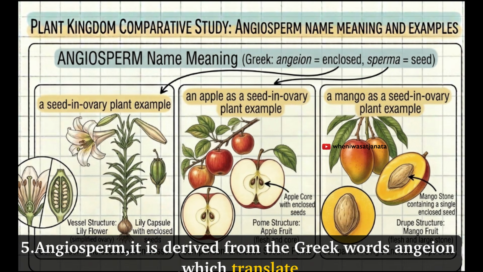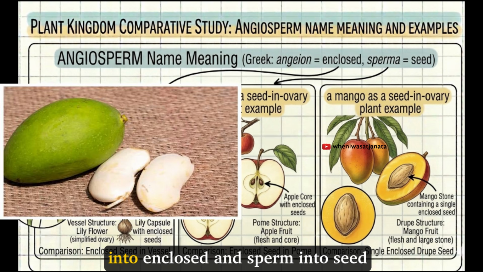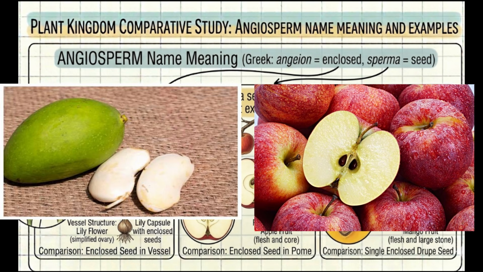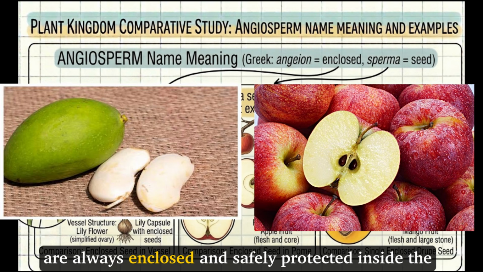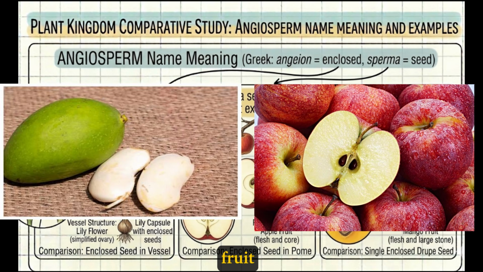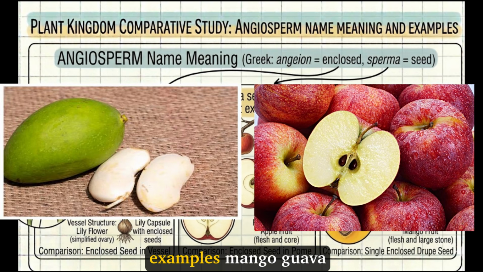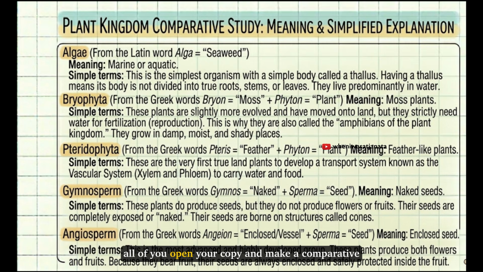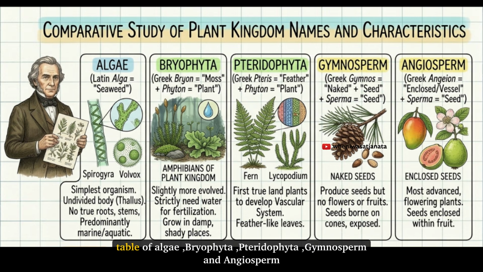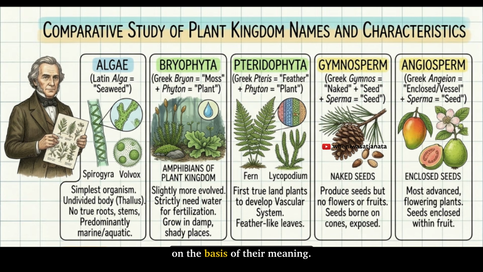5. Angiosperm. It is derived from the Greek words angion, which translates into enclosed, and sperma into seed, meaning enclosed seed. In simple terms, because they bear fruit, their seeds are always enclosed and safely protected inside the fruit. Examples: mango, guava. All of you open your copy and make a comparative table of algae, bryophyta, pteridophyta, gymnosperm, and angiosperm on the basis of their meaning.